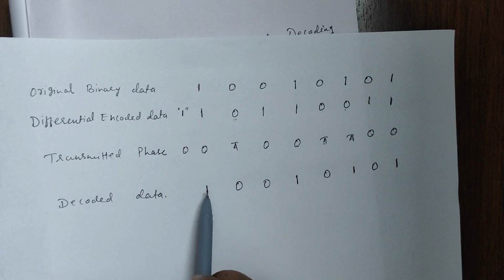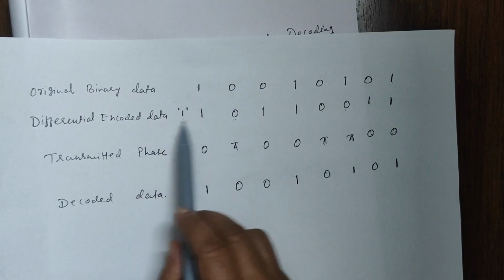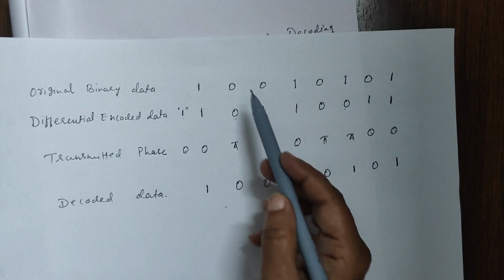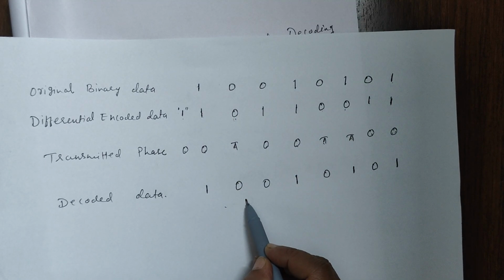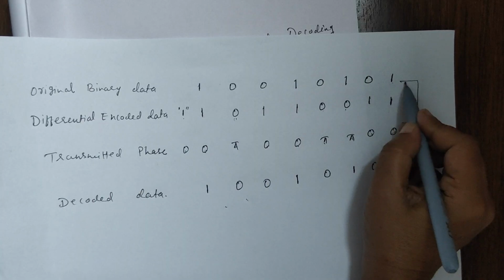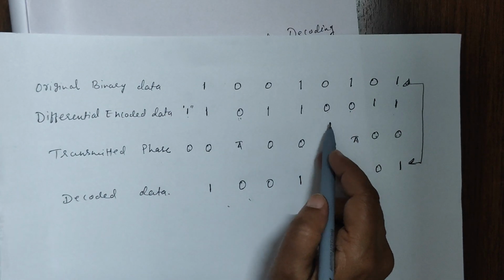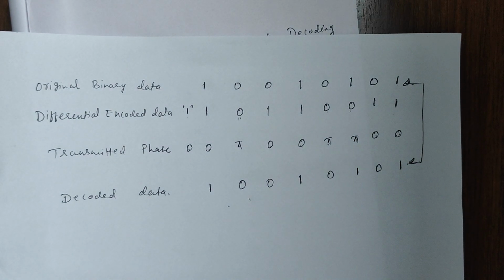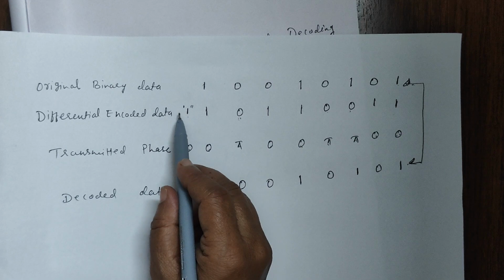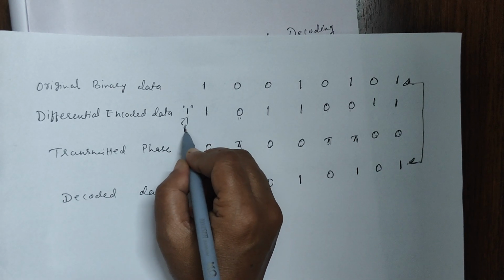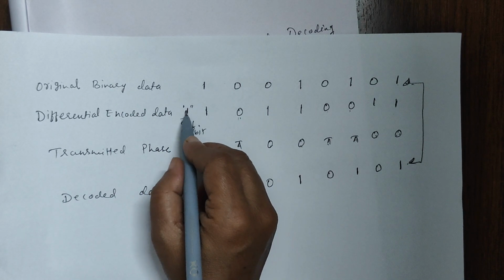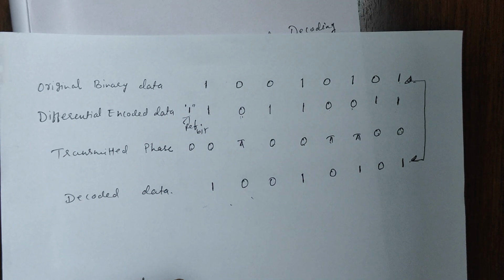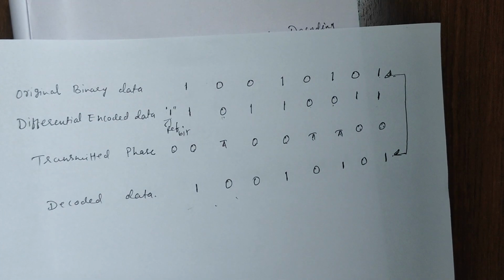So you can see that we assumed reference bit 1 and differentially encoded, and when we decode the data, input and output are both the same. The original data we differentially encoded and decoded, and the decoded data is the same as the original binary data. You can try assuming a 0 reference bit, differentially encode and decode, and check. Hope this is clear to you people. Thank you.